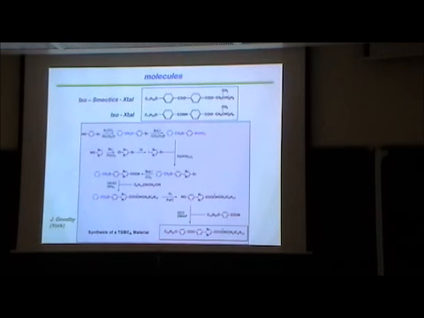then what else? This brominated phenylpyrimidine. So there's a series of chemical steps to first, for example, make this phenylpyrimidine and then attach the two tails.